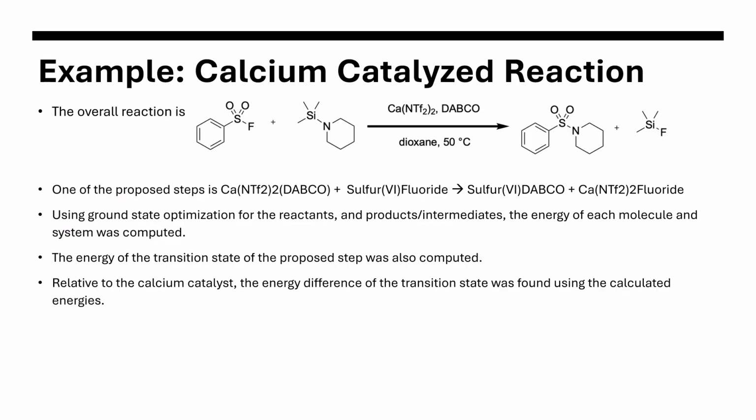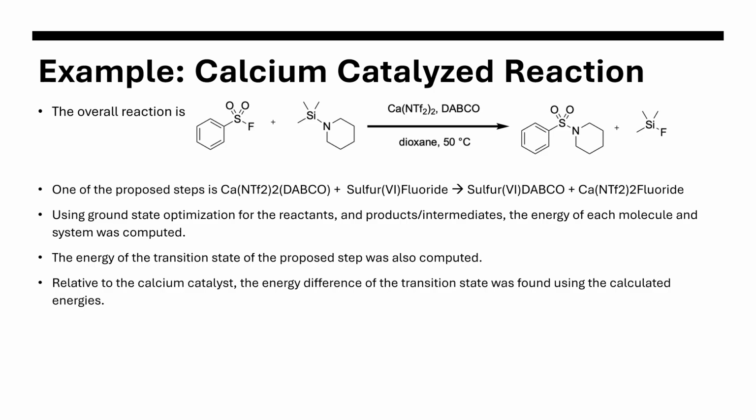So this is an example of Gaussian in use. In my research project right now with Dr. Agba, the overall reaction that I'm looking at is this one right here, where basically a sulfur fluoride compound on the left, as well as the silicon amide on the left also, the two reactants and a calcium catalyst are used to form this sulfonamide product on the right. So one of the proposed steps for this reaction is right there.